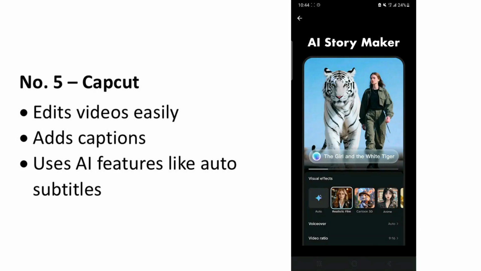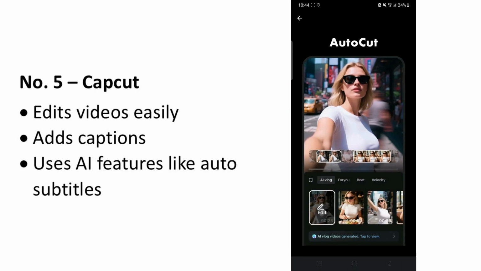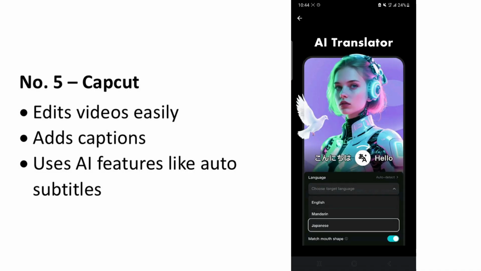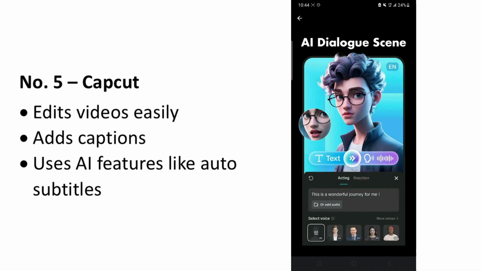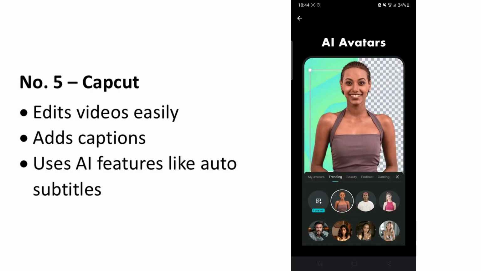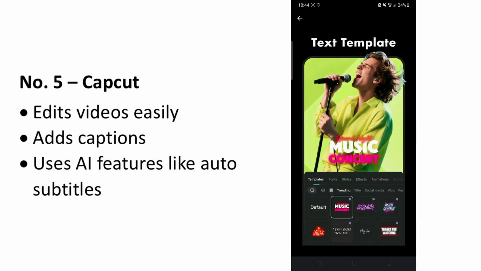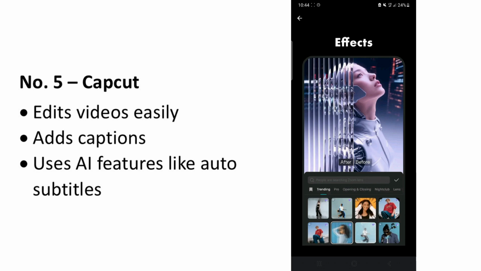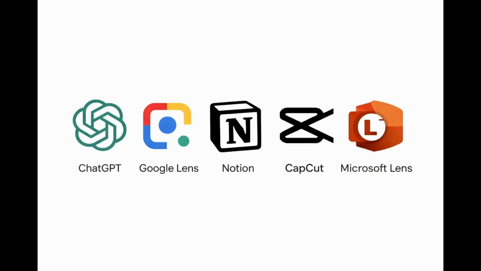The last app is called CapCut. This app makes video editing very easy, even for beginners. You can edit videos easily, add captions, use AI features, and auto subtitles. These are the five free apps and AI tools that make life easier.